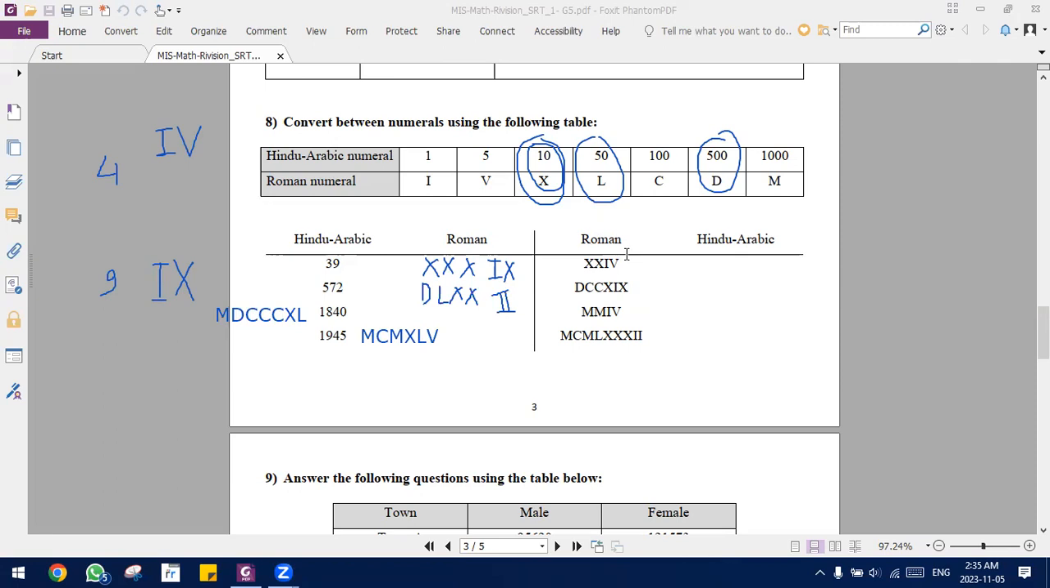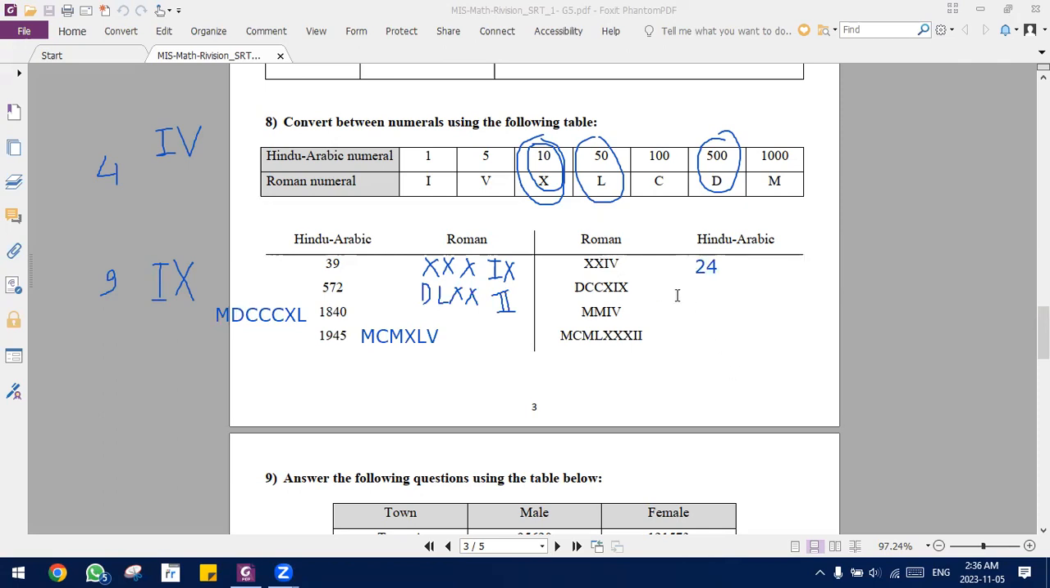Now next one. Now the opposite way. We have the Roman one. We need to write the Hindu Arabic. So first we have X and X. Each X is 10. So two of them, it's 20. And then we have I is 1. But then after that, there is V, which is 5. So this means this is subtraction. This is 5 minus 1, which is 4.